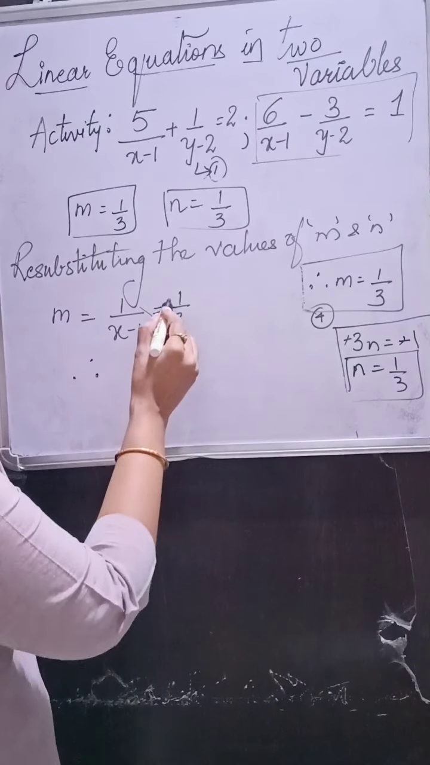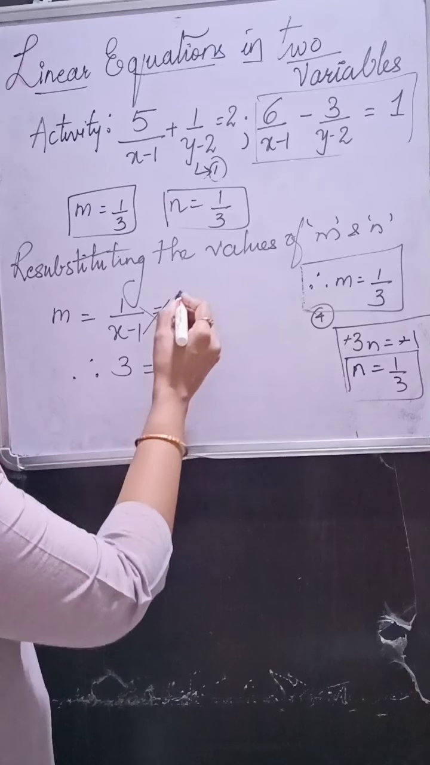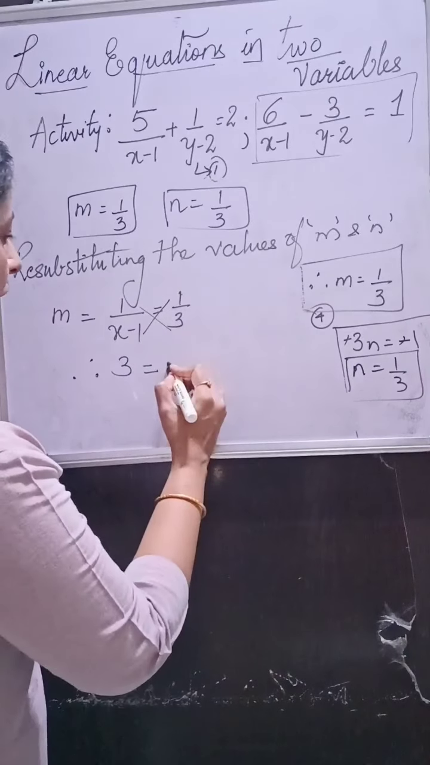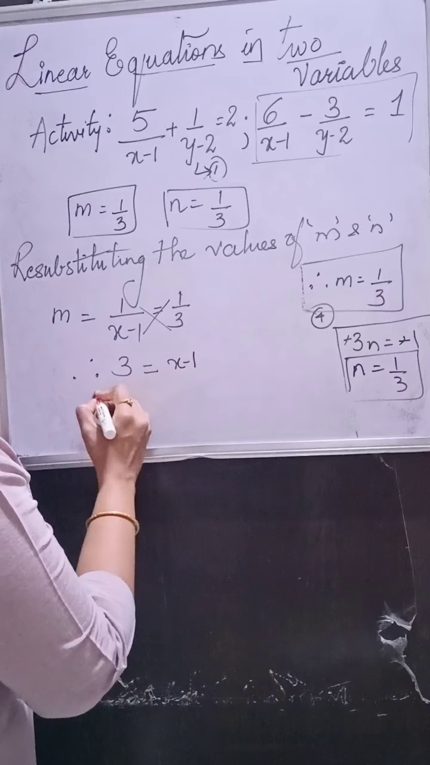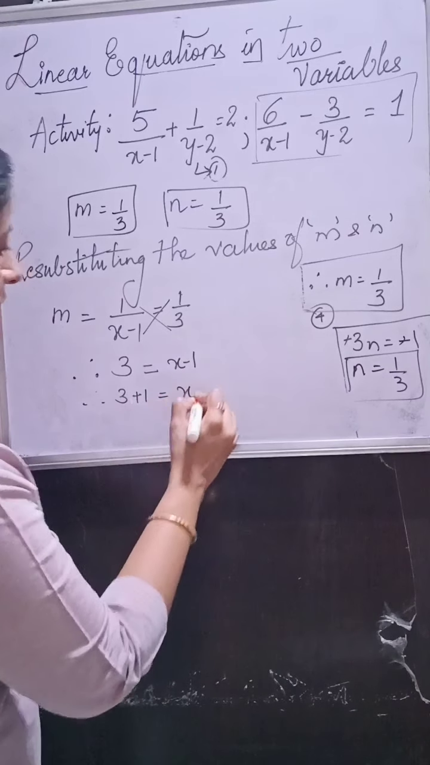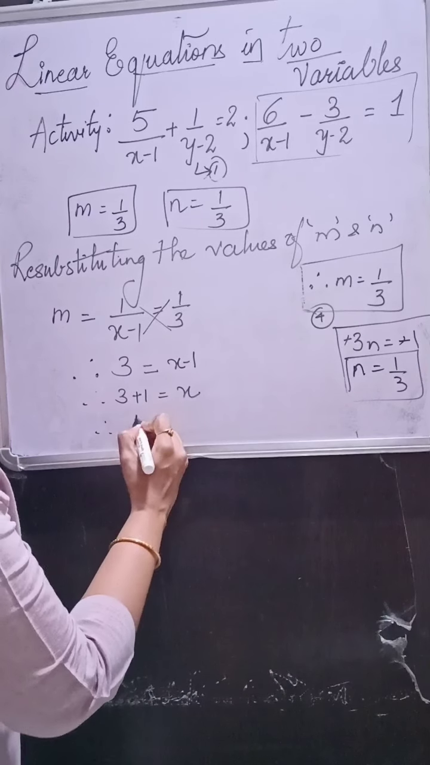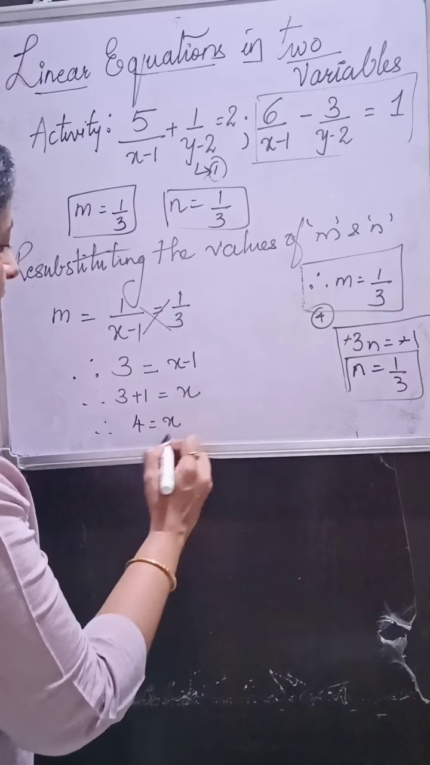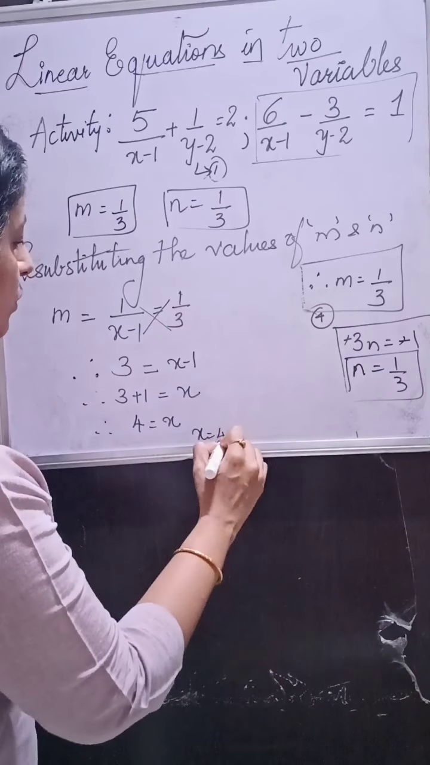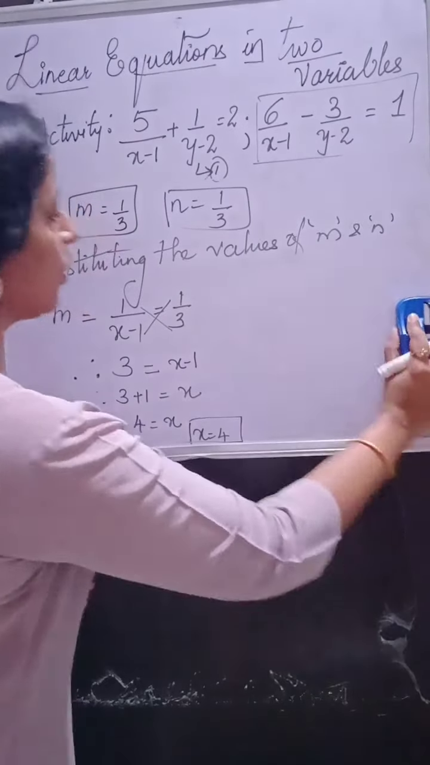So therefore, how much will be x? Let us cross multiply here. 3 into 1, 3 is equal to 1 into x minus 1 will be x minus 1. So we got 3 plus 1 is equal to x. Minus 1 I brought to this side. So therefore 3 plus 1 is 4 is equal to x. That is x is equal to 4. We got x is equal to 4.